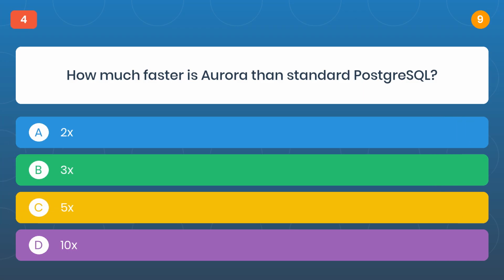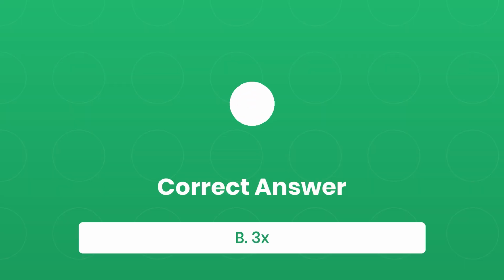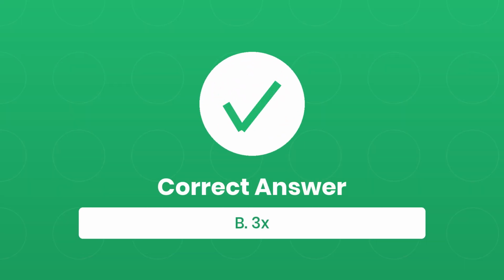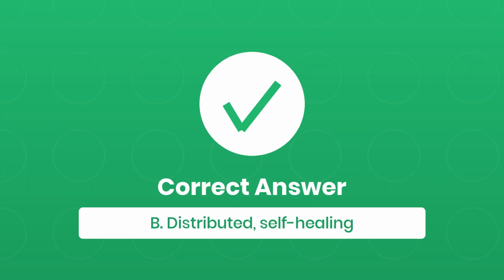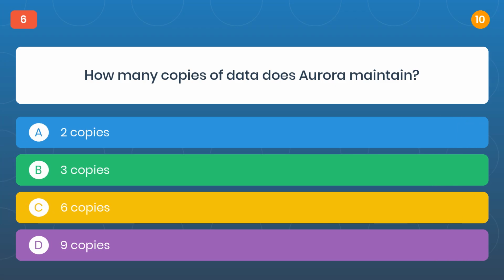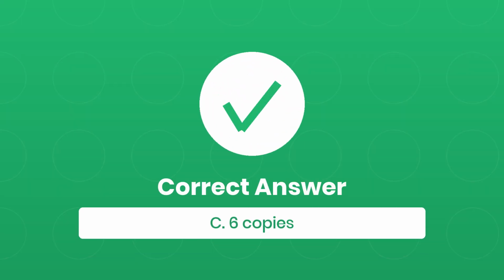Question 4. How much faster is Aurora than standard PostgreSQL? The correct answer is B, 3x. Question 5. What is Aurora storage architecture? The correct answer is B, distributed, self-healing. Question 6. How many copies of data does Aurora maintain? The correct answer is C, 6 copies.